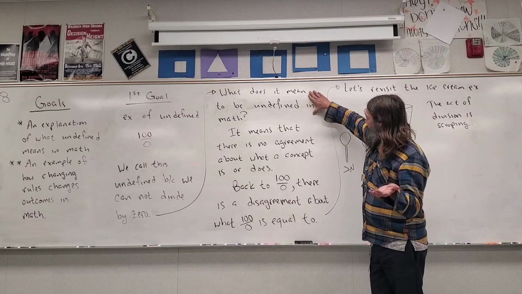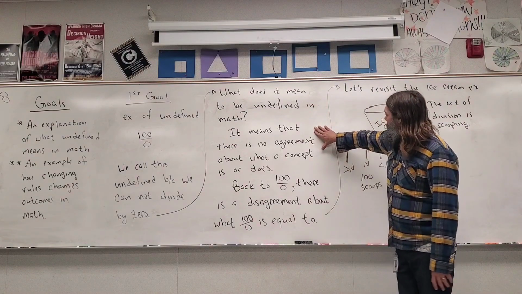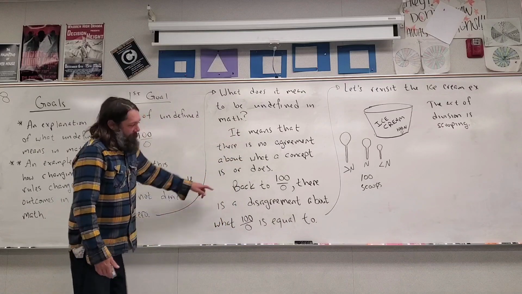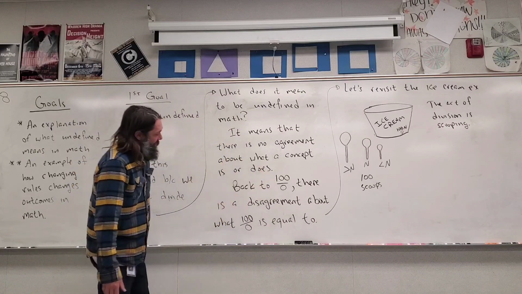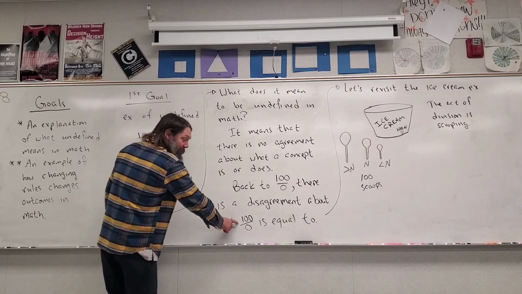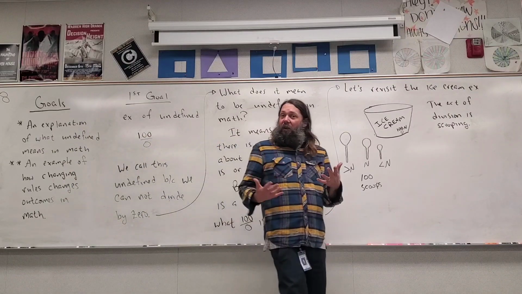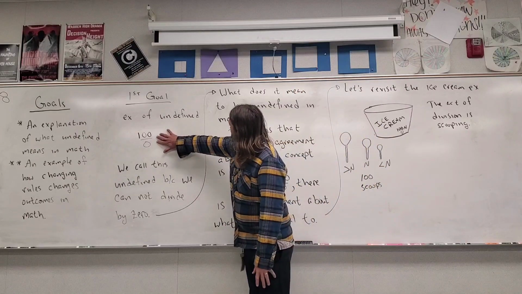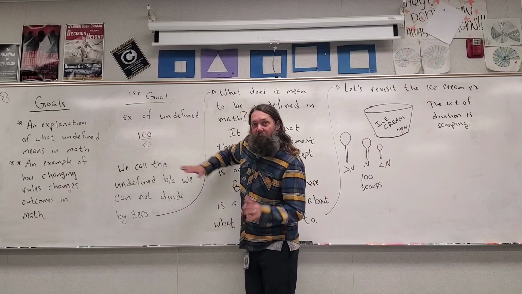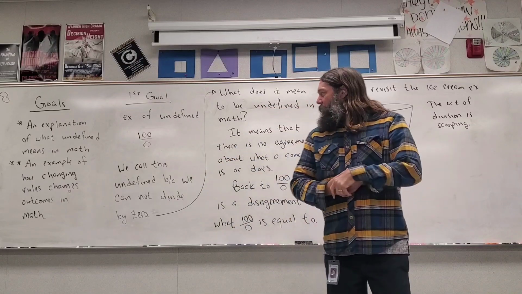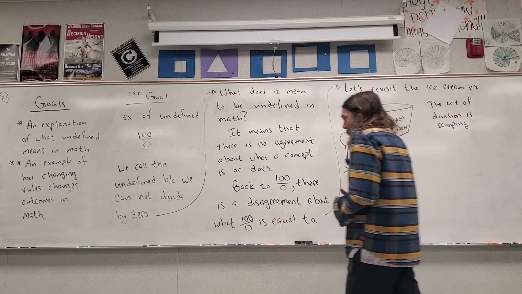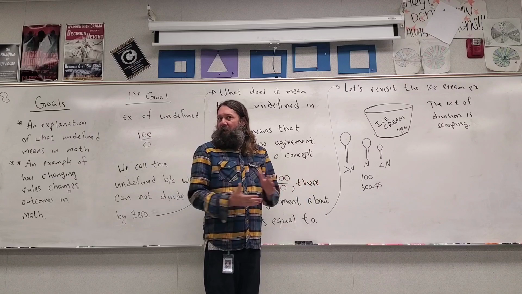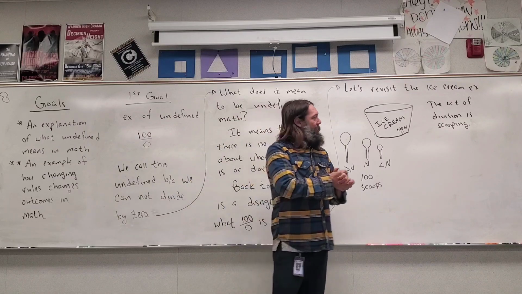Let's actually investigate that. It means that there's no agreement about what a concept is or does. There's a disagreement. Back to 100 divided by 0, there's a disagreement about what it is equal to. People don't agree what any number divided by 0 is, and that's why it's called undefined. People argue about what that means, so for the rest of this first part of the lesson, I want to try to create the situation where we have the disagreement about what it means to divide by 0.